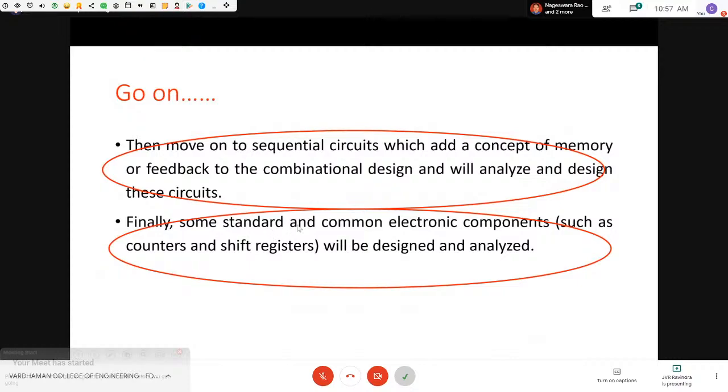Okay, so then you can talk about something called sequential circuits and standard electronic components, right? So finally, you can just close that way. That's what I call the course overview.